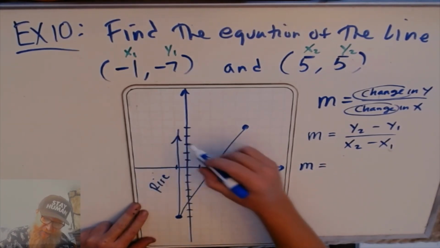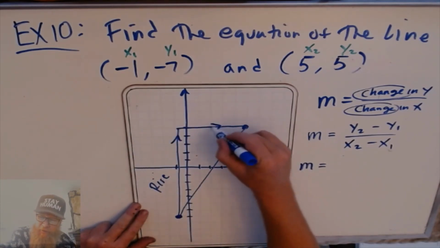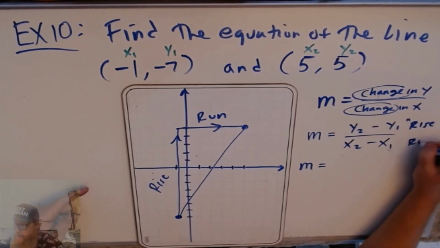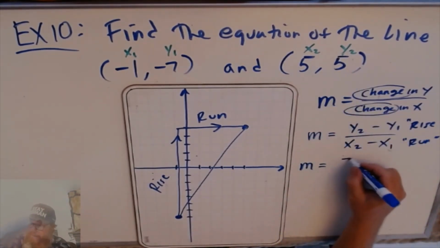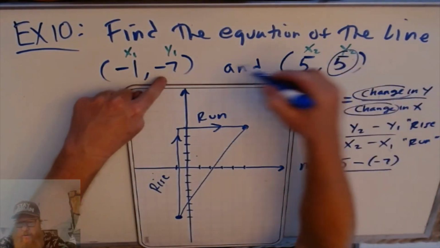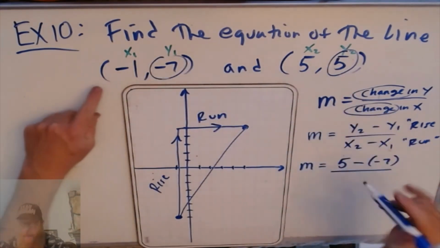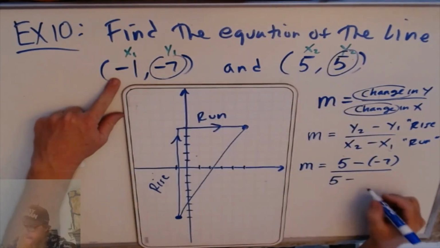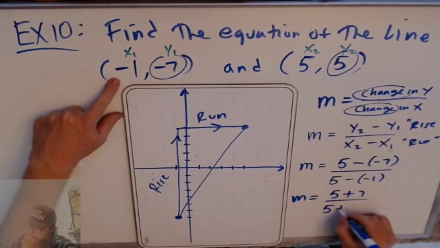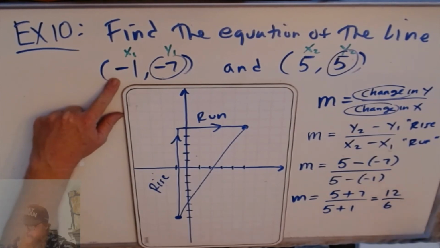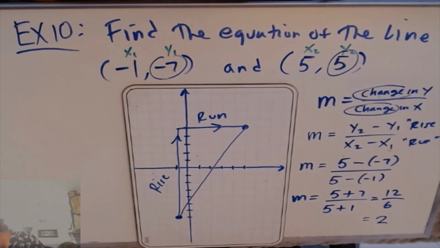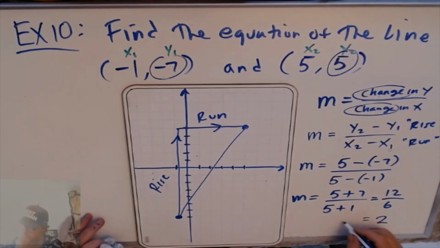So this is going to tell us the slope of this line. It's the rise, it's going up, and it's going over. That's the run. So the rise and the run. How far is it rising? Let's see, 5 minus -7, that's the y2 and the y1. And then the x2, 5 minus -1. So you're going to get 5 plus 7 and 5 plus 1. So you're going to get 12 over 6. And so the slope is 2.